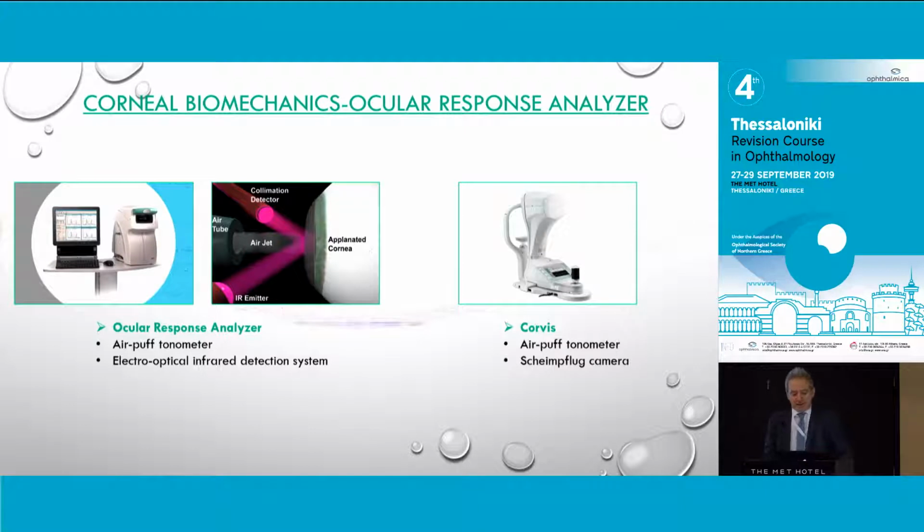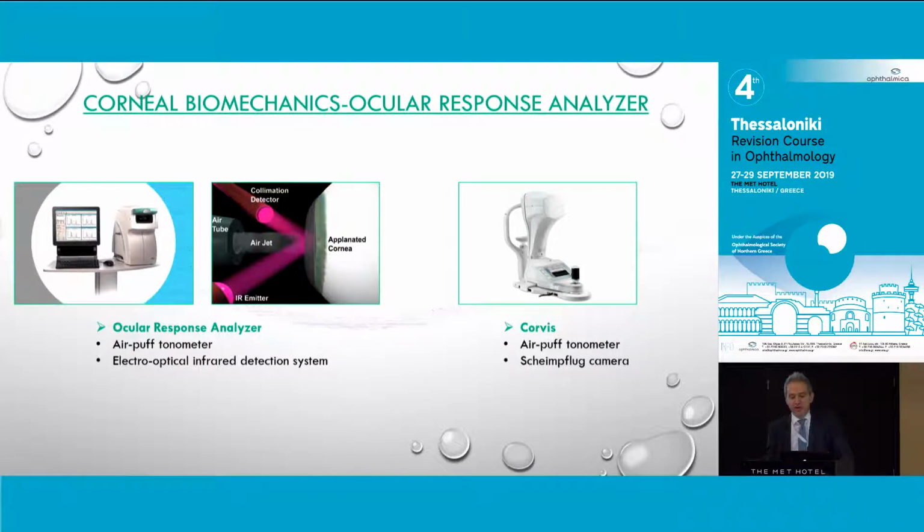Now, finally, we have the possibility to assess corneal biomechanics in vivo by using two devices at this point nowadays. An older one, the Ocular Response Analyzer, which is a combination of an air puff tonometer together with an infrared camera detecting the inwards and outwards applanation of the cornea after the air stimulus has been projected onto the corneal surface.